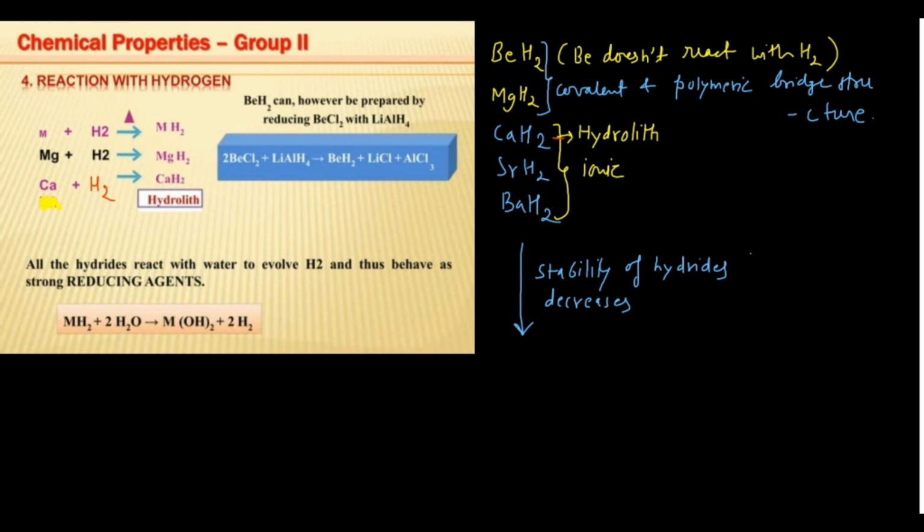Okay, so here I have written beryllium hydride and magnesium hydride. Beryllium does not react with hydrogen, as I have already explained to you, and these two are covalent in nature. Please remember, these two are covalent in nature, and polymeric bridge structures are there for this one. And calcium hydride is technically known as hydrolith, and all these are ionic in nature, while the first two are covalent in nature. And the stability of these hydrides decreases down the group as the size of the metal increases. Okay, now moving to the next slide.